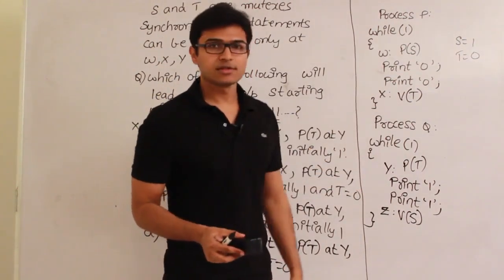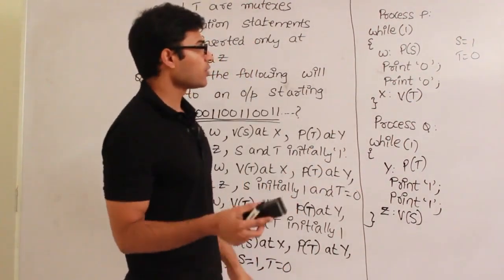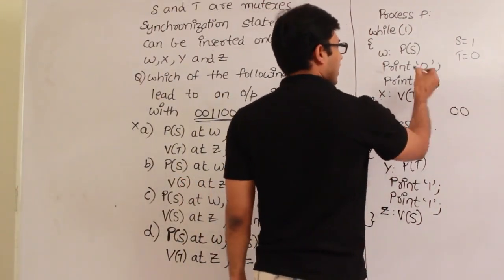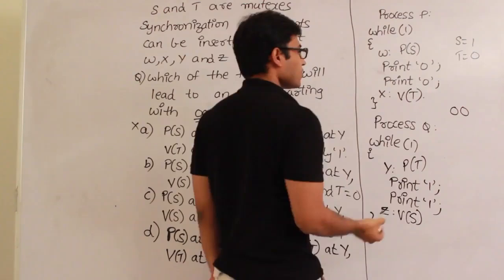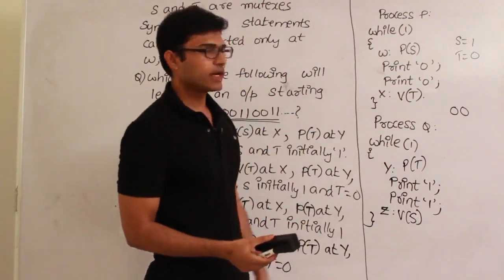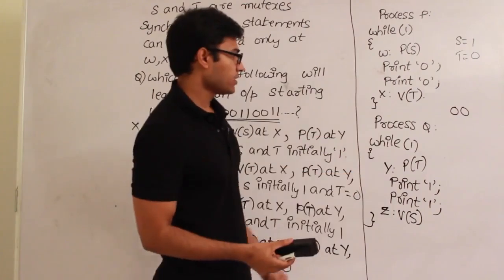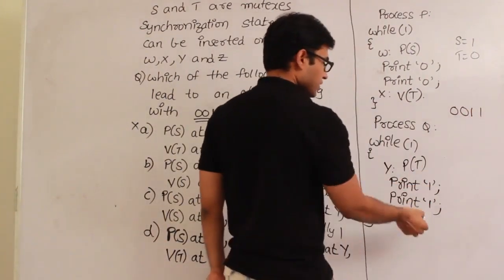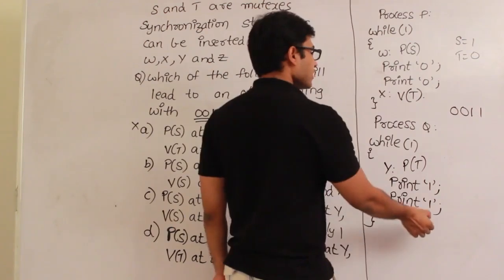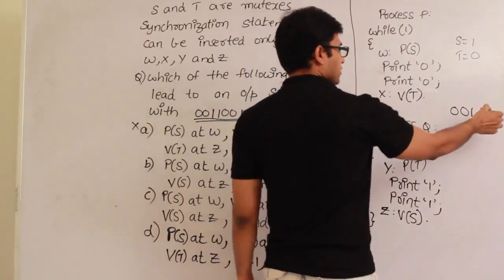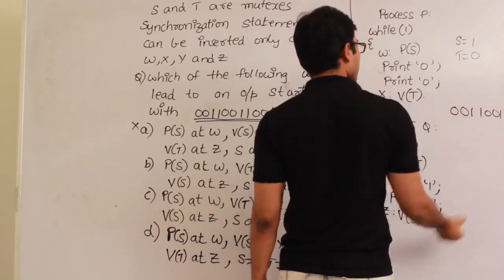The reason is T is initially 0, right? Therefore the only possibility is 0 0, we can print it first, right? And then after that V of T. So once V of T is enabled, then T will become 1, then only Q will enter, right? Now once Q enters, then only 1 1 will be printed, and only after Q finishes, then again S will be made 1, right? And therefore again P will enter, P will start. So here strict alternation is possible.